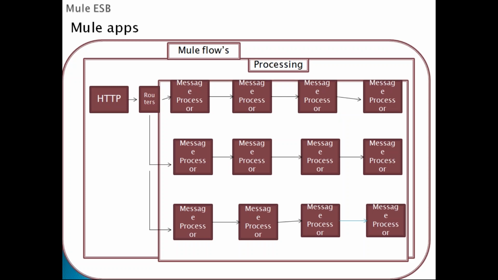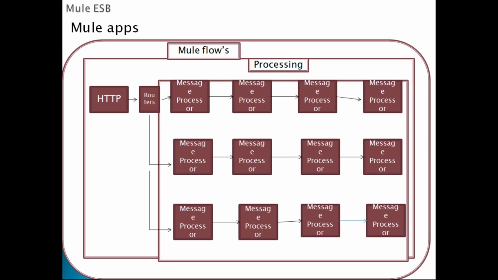Just remove the router from there. So we are just transferring the data from HTTP to the message processors directly. There are 12 message processors. If you directly transfer the data from HTTP to the message processors, the data will be sent to the first message processor. After the operation completes in the first message processor, it will send to the second message processor. And after the operation completes in the second, it will send to the third message processor.